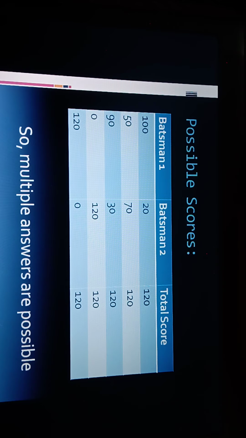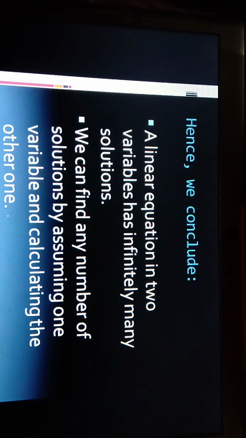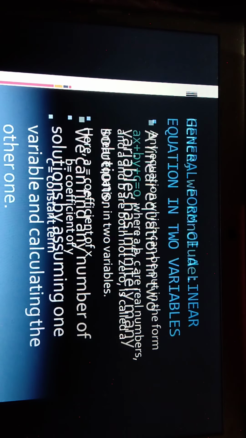Possible scores could be 50 and 70, 90 and 30, 0 and 120, 120 and 0. So multiple answers are possible in this case. Hence, we conclude a linear equation in two variables has infinitely many solutions. We can find any number of solutions by assuming one variable and calculating the other one.